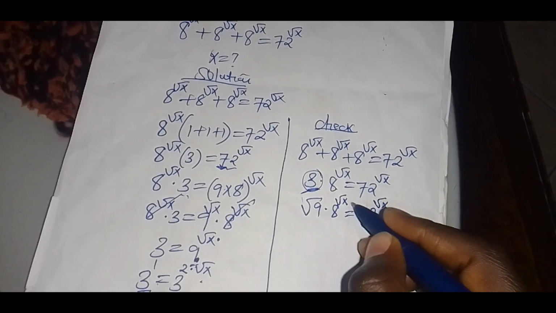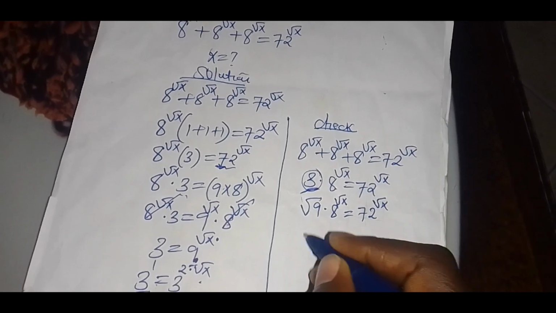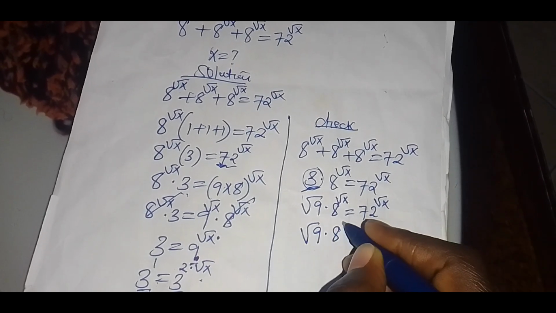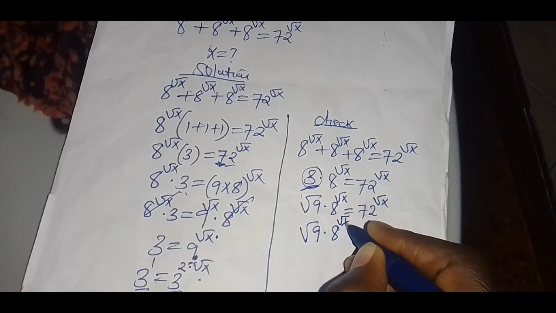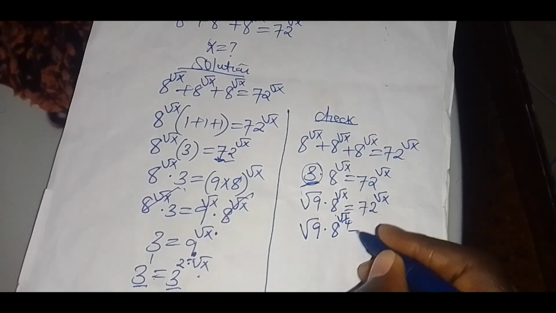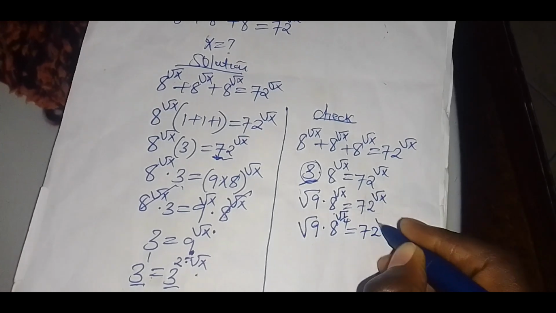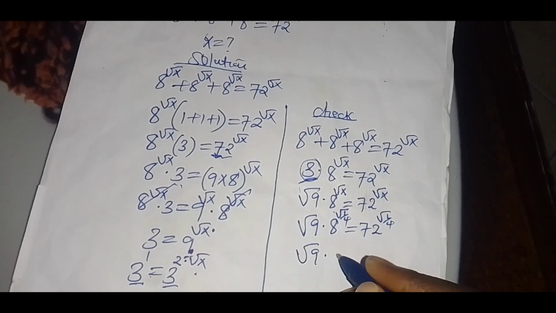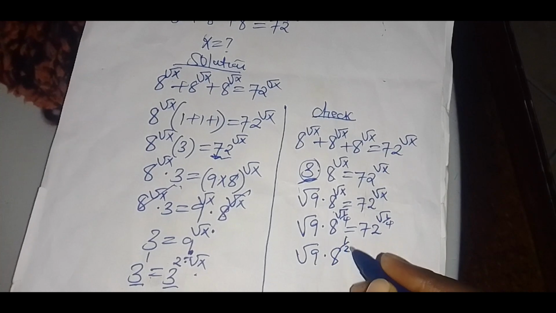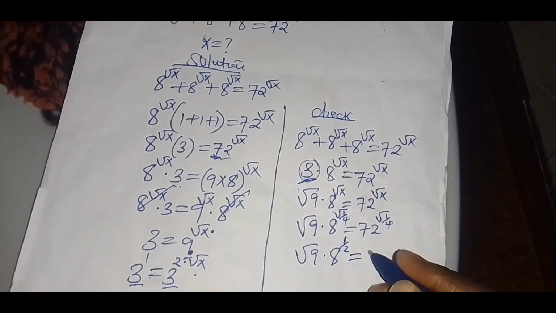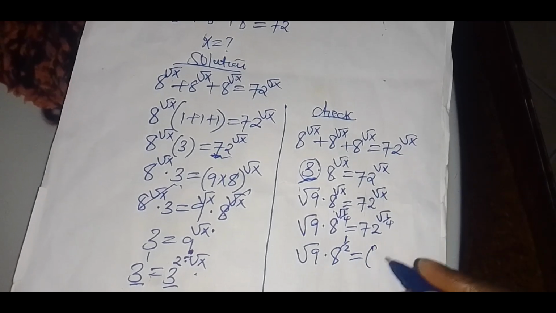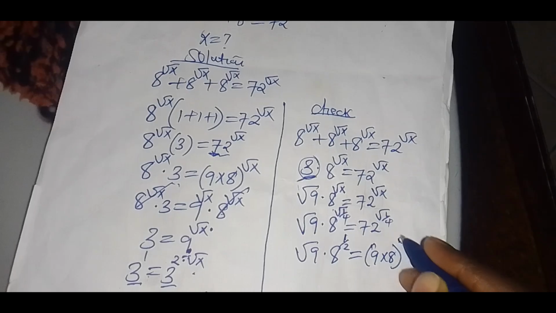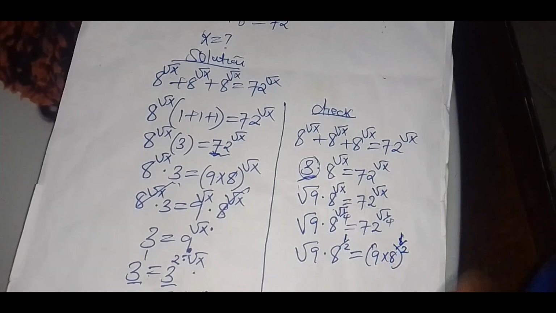Now we can substitute the value of x here, so that we'll have the square root of 9 multiplied by 8 raised to power x, where x is equal to a quarter. This is equal to 72 raised to power a quarter, so that we'll have square root of 9 multiplied by 8 raised to power half. This is equal to 9 times 8 raised to power, now this is raised to power half. Remember, the square root of a quarter is half.